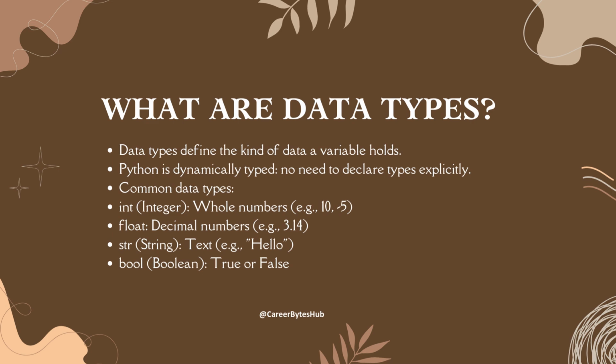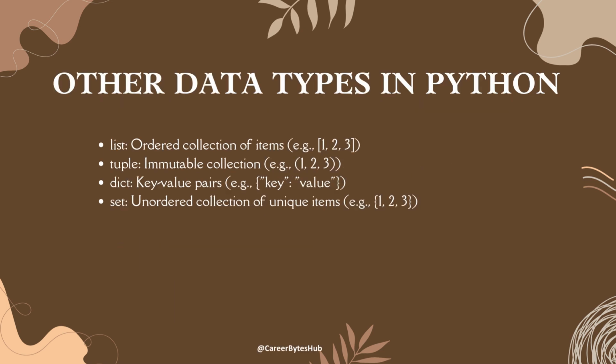Python is a dynamically typed language, meaning you don't need to declare the type of a variable explicitly; it's determined automatically based on the value assigned. For instance, integers are whole numbers like 10 or -5, floats are decimal numbers like 3.14, strings represent text, and booleans store true or false values.